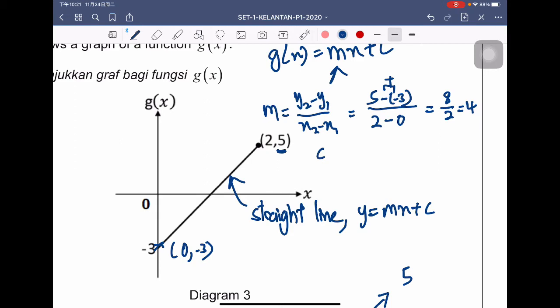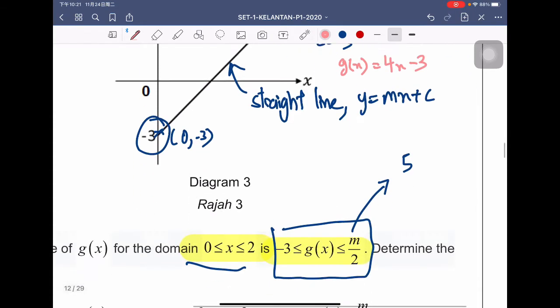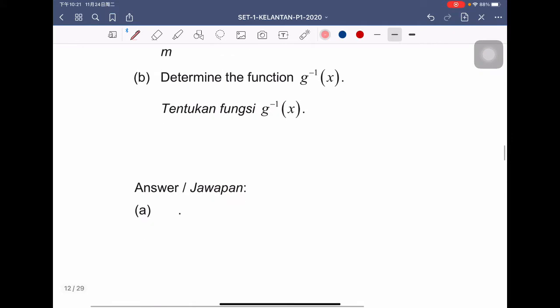How about the c? What is c for here? c for the straight line equation is the y-intercept. So the y-intercept here is -3. So c is equal to -3. So g(x) is equal to 4x minus 3. So now we have the original function of g(x) already.